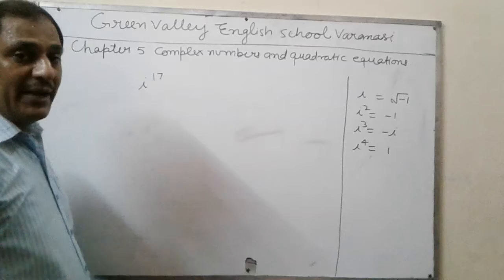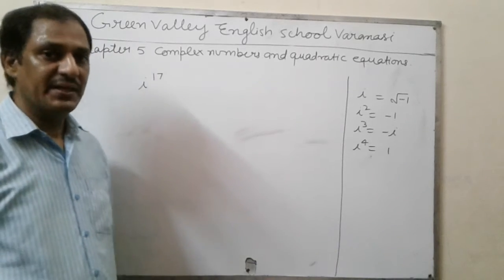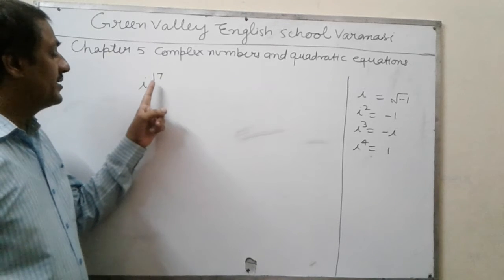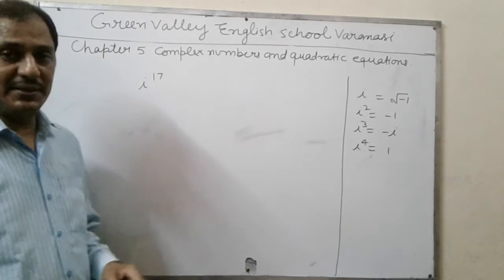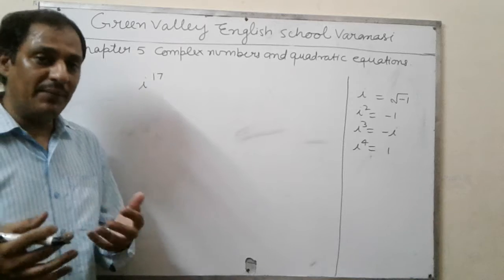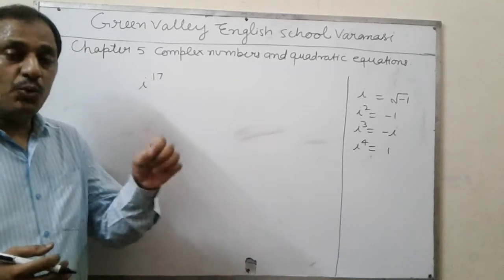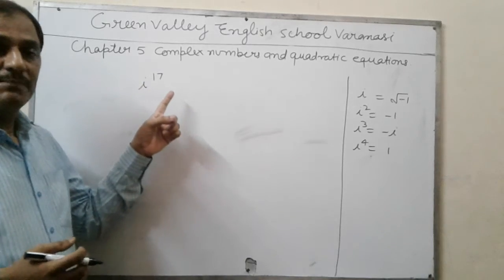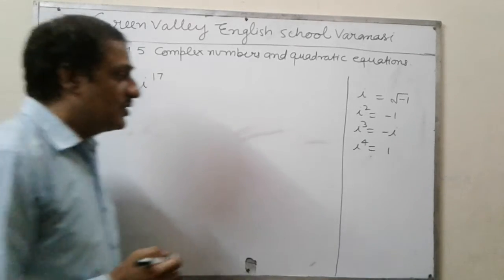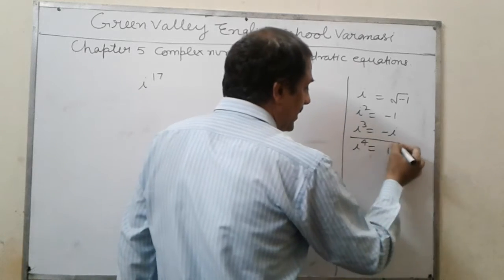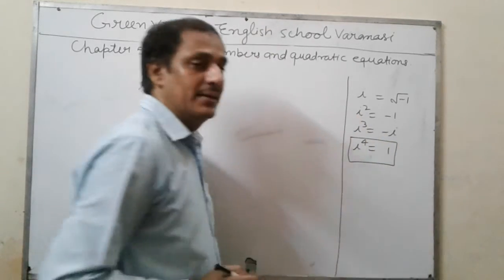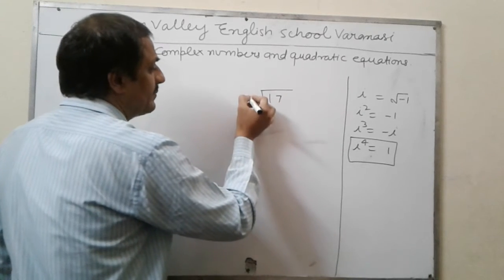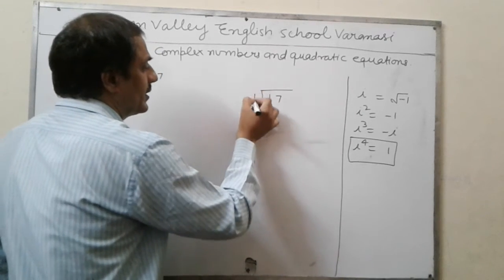Like i power 17. Children, can you find the value of i power 17? Yes, here you observe that the power of i is 17. It is more than 4. If the power of i is more than 4, we will divide the given number by 4, because we know that i power 4 is equal to 1. So first I am going to divide 17 by 4.